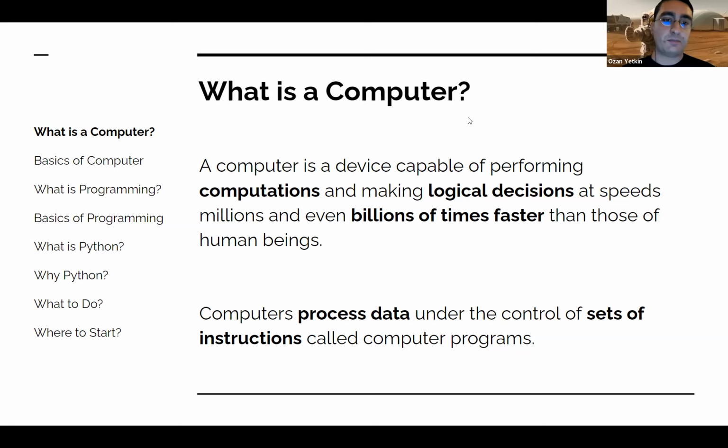And computers basically process data under the control of sets of instructions called computer programs. So what we will do is give sets of instructions to the computer so that it processes the data, and then we can derive some information so that we can decide on the architectural parts of a habitat on Mars.